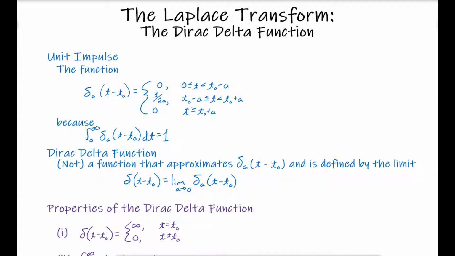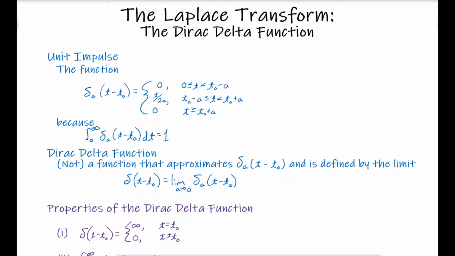So we're taking a function like delta sub a of t minus t naught, where it's going to be equal to 0 when we're between 0 and t naught minus a, so some amount of time before this moment of impulse. And then it's going to be 1 over 2a for the impulse itself, from t naught minus a to t naught plus a. And then after we get above that buffer of a, it's going to be 0 again.